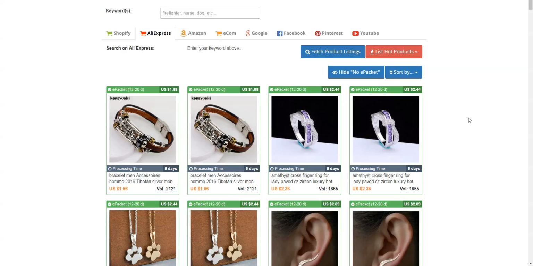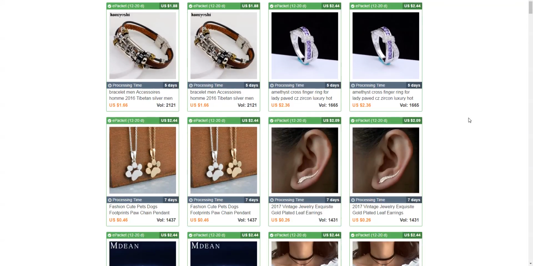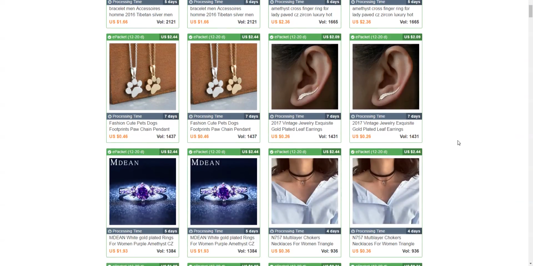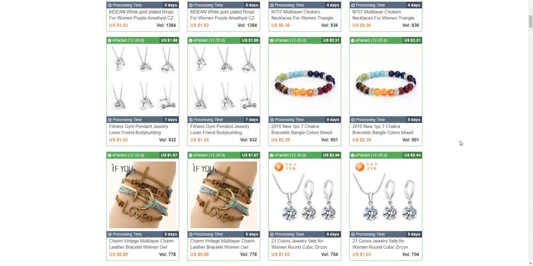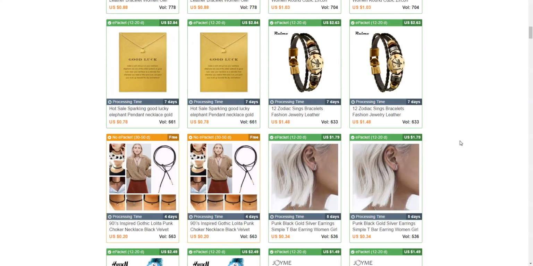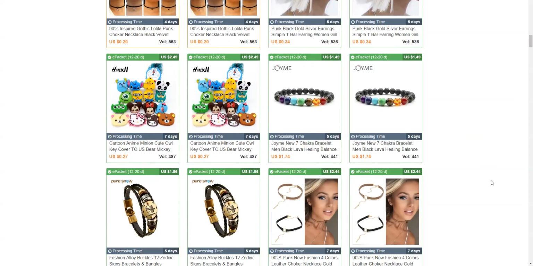So essentially what you can do is just go down through here the same way and kind of get an idea. Okay, maybe you're in the dog niche, the paws, that's kind of cute. If you want to sell that, you can see it's doing well. Processing time, they have ePacket. You can see the price, 46 cents. And then you can basically scroll down through all these different kinds of products that are out there and take a look at if it's something that you want to offer.